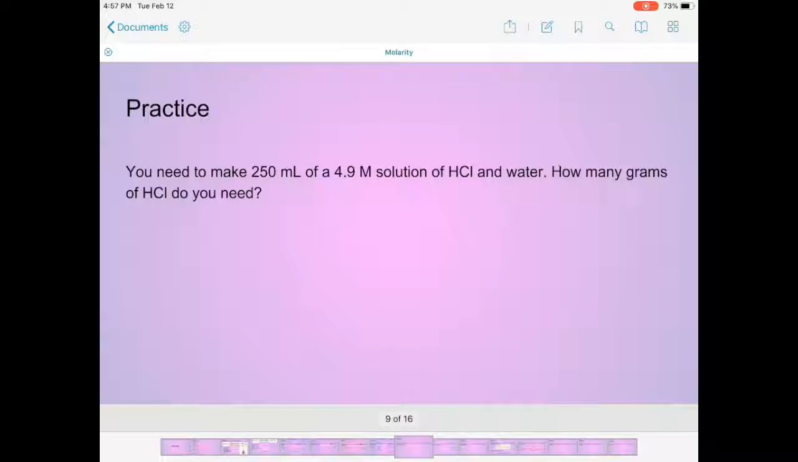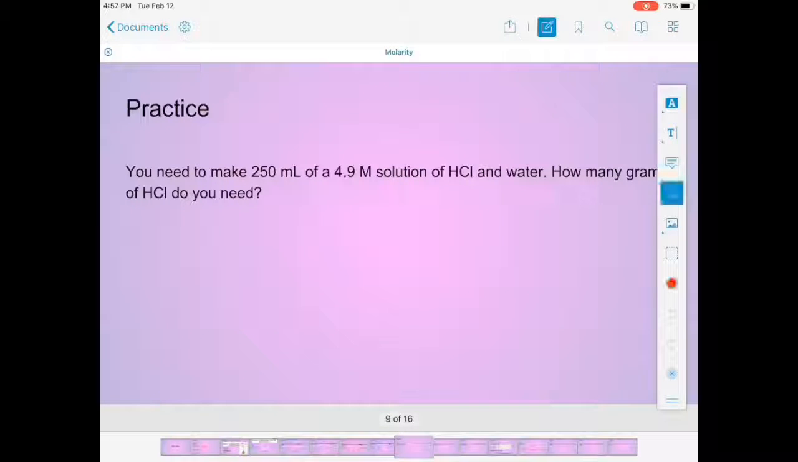All right, so let's say that you are not trying to find molarity, but instead trying to make a solution yourself. What steps would you need to take? Well, you're almost going to be working backwards on these. So in this one right here, you need to make 250 milliliters of a 4.9 molar solution of hydrochloric acid and water, HCl. How many grams of HCl are you going to need?